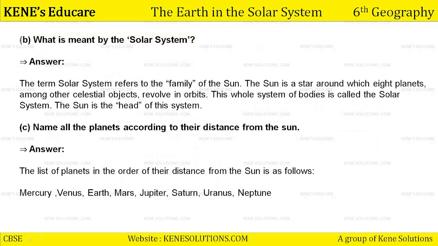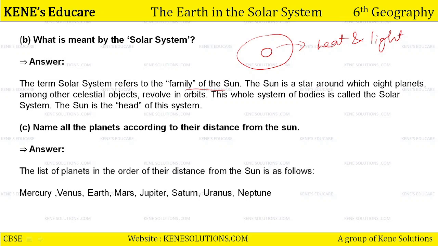Part number B. What is meant by the solar system? So, the term solar system refers to the family of the sun. जिसमें sun is the center, godfather होता है, बाकी सारे planets की देखभाल करता है by giving heat and light. Okay? So, the term solar system refers to the family of the sun.